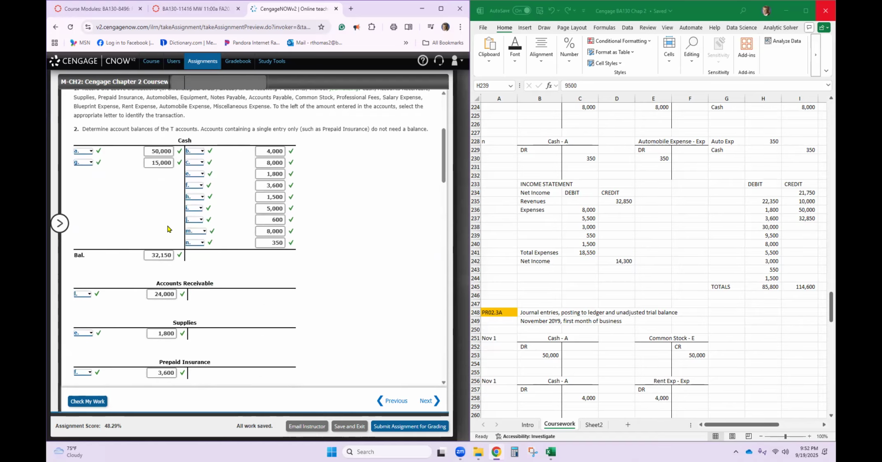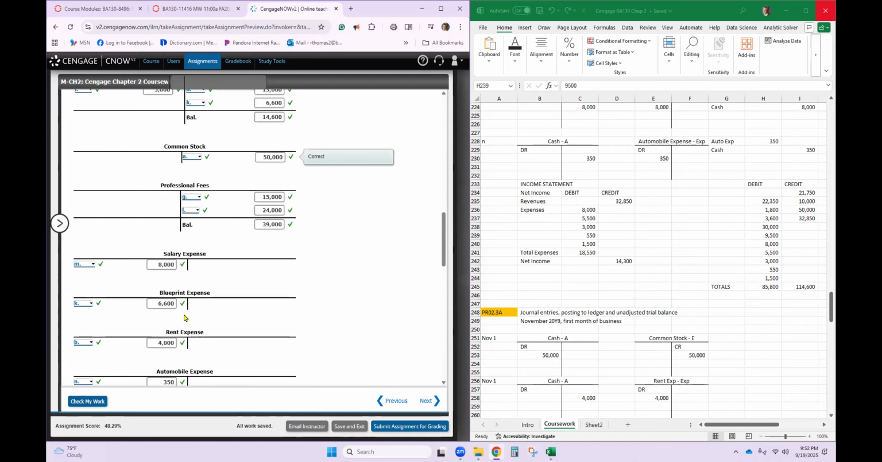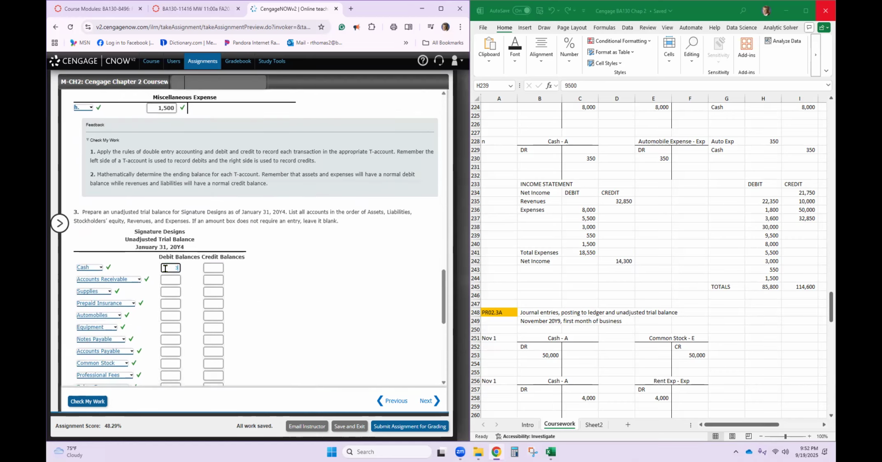Okay, so let's start with cash, 32,150. That goes on this side. Okay, 32,150. Accounts receivable is 24,000. Supplies is 1,800. Prepaid insurance, 3,600. Automobiles, 40,000. Equipment, 13,000. Okay, then back across.